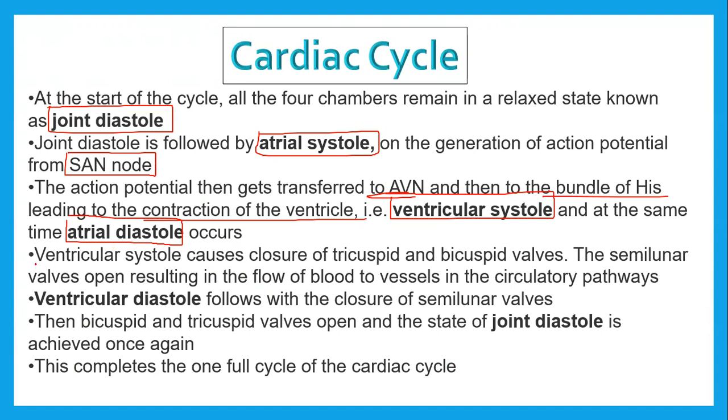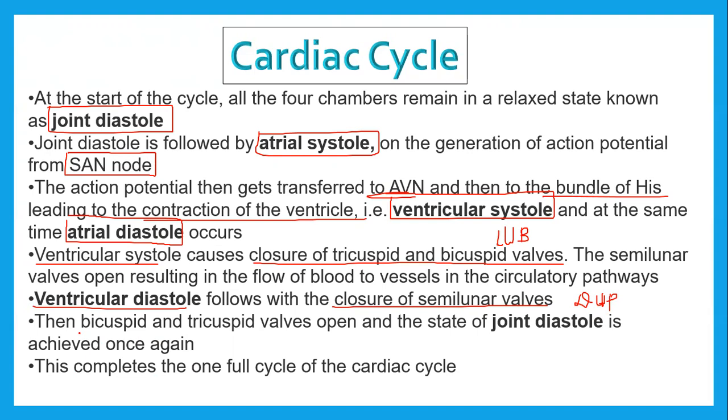So how is the ventricular systole happening? It causes the closure of the tricuspid and bicuspid valve, and the ventricular diastole with the closure of semilunar valve. That is why two sounds are produced, lub, dub. Lub sound is produced during ventricular systole, that is closure of tricuspid and bicuspid valves. Dub sound is produced during atrial systole or ventricular diastole when the closure of semilunar valves happens. Guys, when ventricles contract, atria relax. When atria contract, ventricles relax.